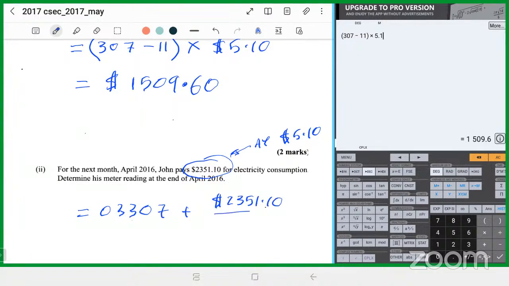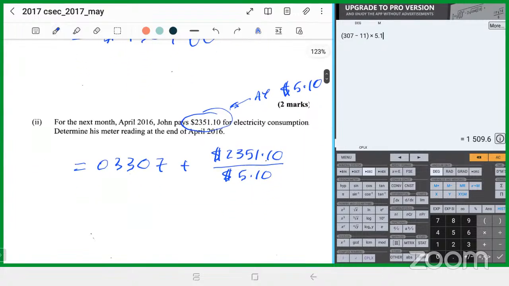2351.10 divided by the rate of $5.10. So his meter reading is going to be the meter reading that he started with plus the amount that is added on to the meter. The amount of kilowatt hours added on to the meter is the money that he paid in total divided by the rate. That's going to give me his final meter reading.